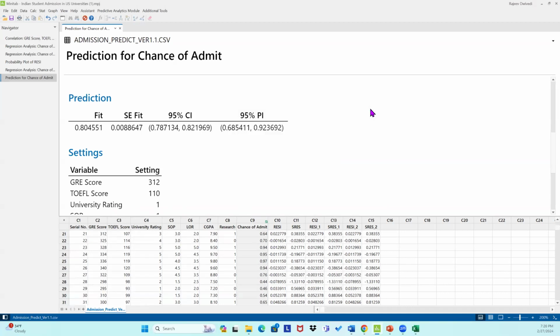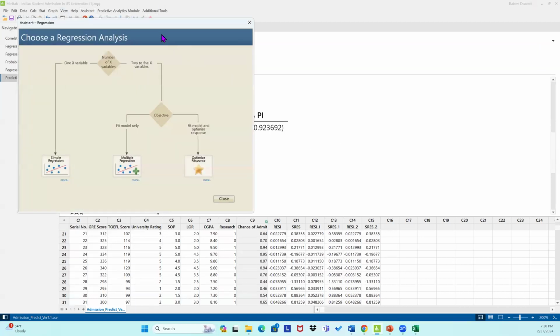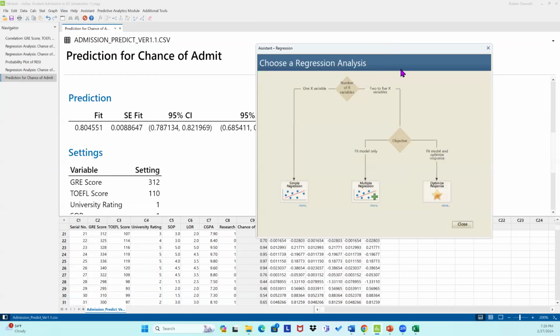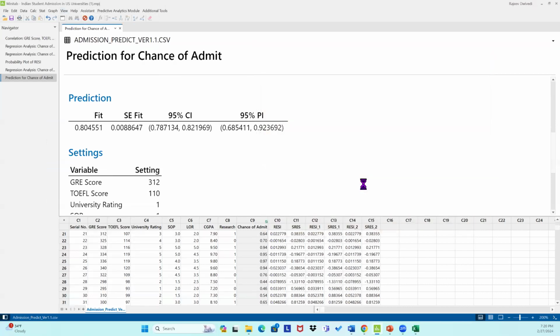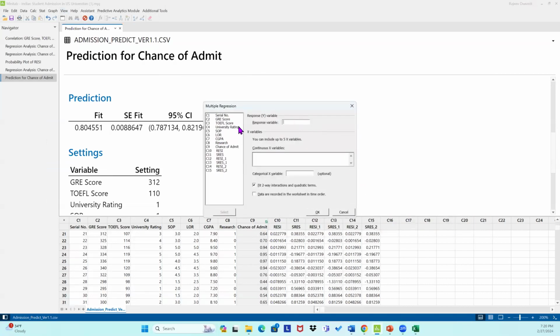So is it clear to everyone? The other way you can also do it is under Assistant, regression. You can get the options here, multiple regression, and you choose the response, chance of admission, but here only up to 5 variables. You can't add more than 5 variables. So this is a limitation. You can add some categorical variables. So you can get all those things here also.